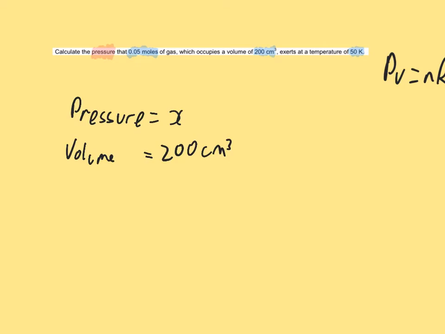Right. So let's go to our equation quickly. PV equals nRT. So pressure is, well, we don't know, so it's going to run like that. The volume we know is 200 centimeters cubed. Now we can't have it like that, so we're going to have to divide that by a million. If you give me a minute, guys.